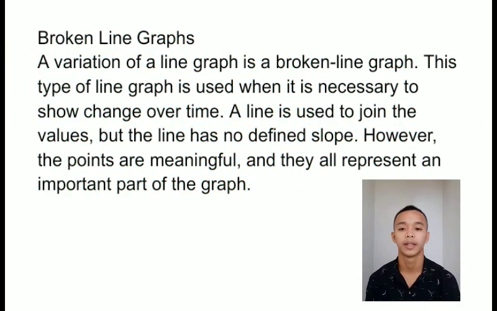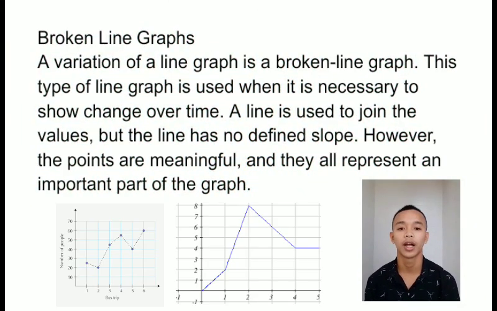Broken line graphs. A variation of a line graph is a broken line graph. This type of line graph is used when it is necessary to show change over time. A line is used to join the values, but the line has no defined slope. However, the points are meaningful and they all represent an important part of the graph.